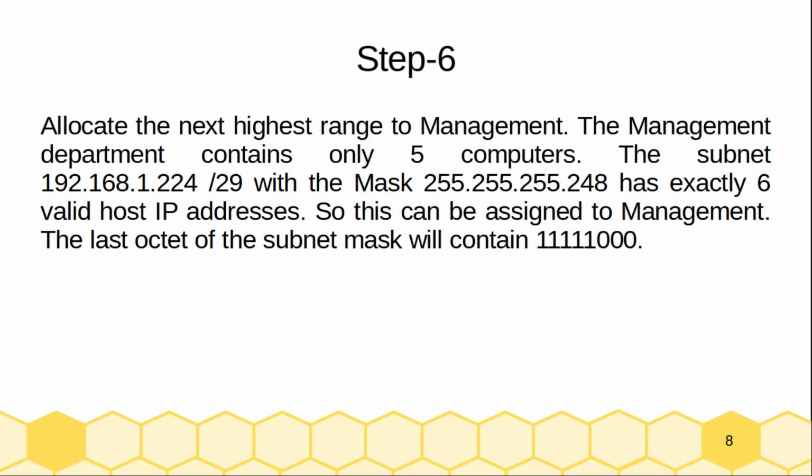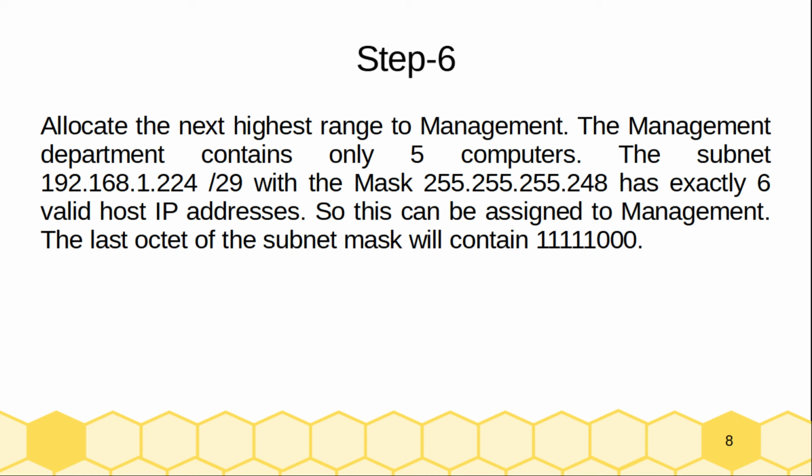In step 6, allocate the next highest range to the management department, which contains only 5 computers. The subnet 192.168.1.224/29 with subnet mask 255.255.255.248 has exactly 6 valid IP addresses, so this can be assigned to the management department. The last octet of the subnet mask will contain 5 bits of 1 and the remaining 3 bits will be 0.